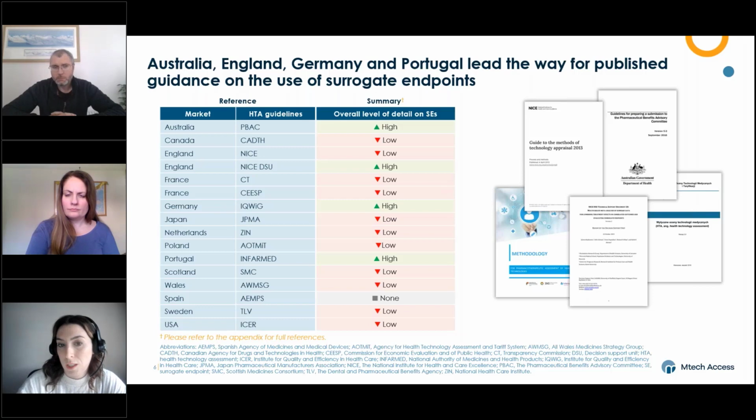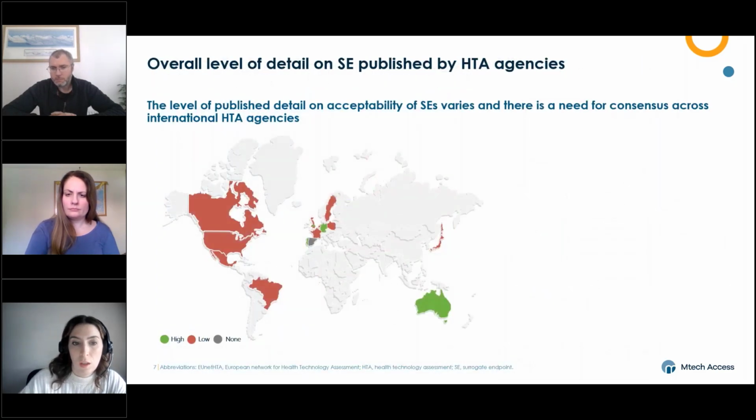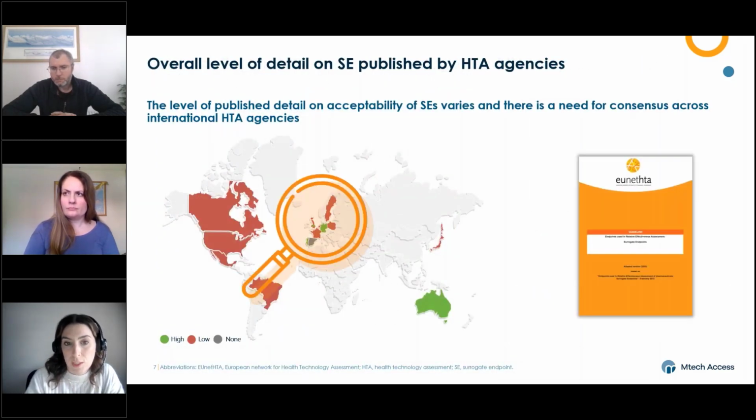And then if we could move to the next slide, please. So following on from the previous slide, this map shows the level of published detail on acceptability of surrogate endpoints and how it varies, and there is a need for consensus across international HTA agencies.